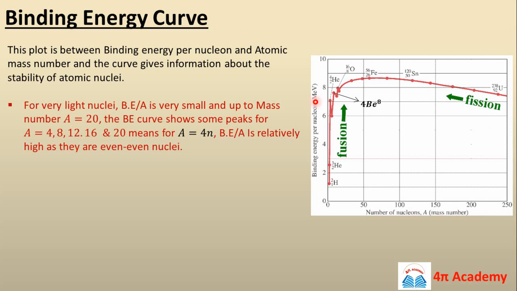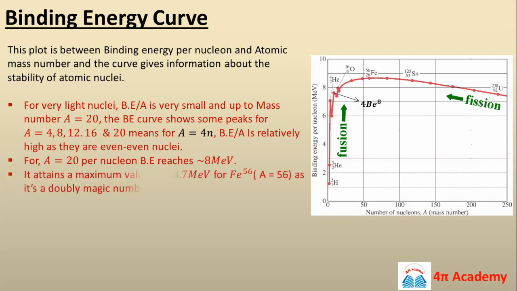Basically we can say that for A equals 4n, where n equals 1, 2, 3 and so on, we get higher binding energy per nucleon as compared to their nearest neighbors. If you check these nuclei like alpha particle, 8O16 and 4Be8, these are even nuclei, and here the number of protons is equal to the number of neutrons. So these nuclei are more stable as compared to their nearest neighbors, and the binding energy per nucleon for these nuclei is nearly 8 million electron volt.